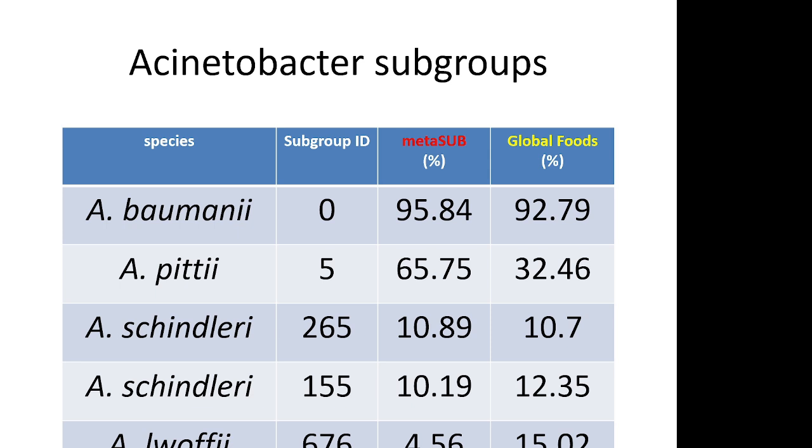Wolffii has 4% here and 15% there. So what does this mean?